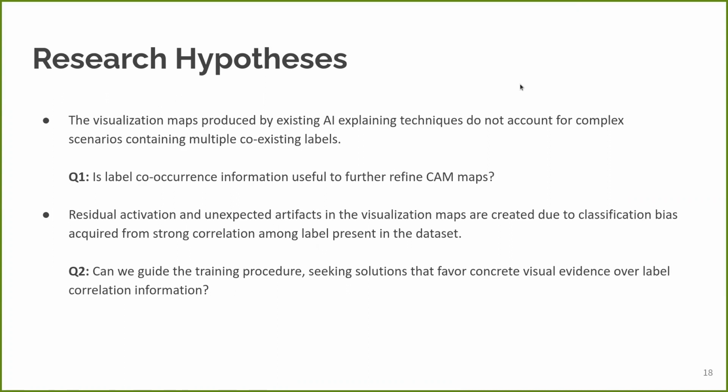Our second hypothesis is that visual activation and unexpected artifacts in the visualization maps are created due to the classification bias acquired from strong correlation among labels present in the dataset. So, can we guide the training procedure towards solutions that favor concrete visual evidence over label correlation information?